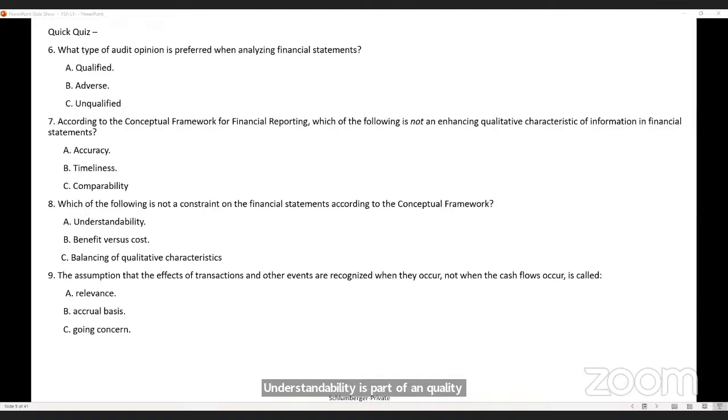And the last one says that the assumption that the effect of transactions and other events are recognized when they occur and not when cash flow occurs is called what? Everybody should hear this, right? It's your accrual basis. Yeah? You can type any question that you want. All right, let's go to the next one.